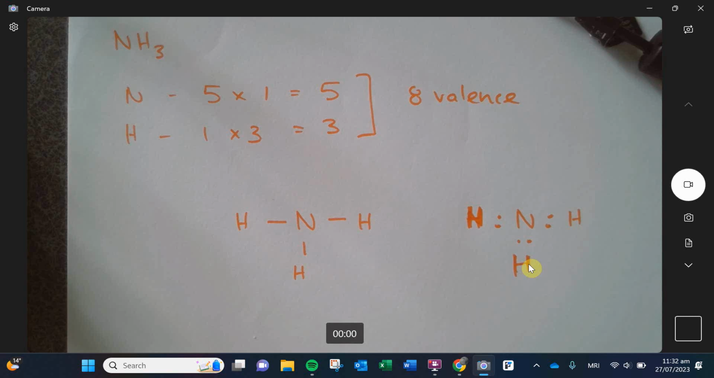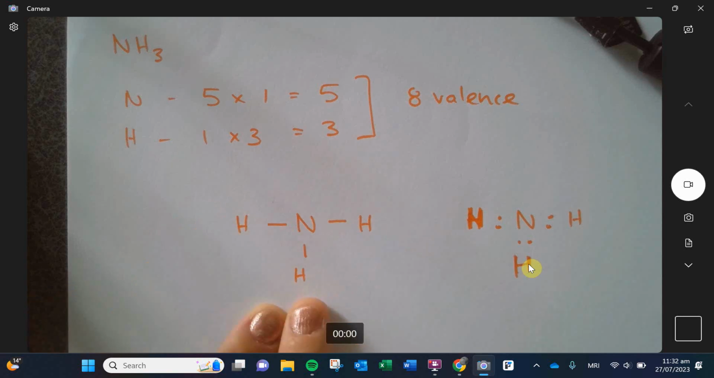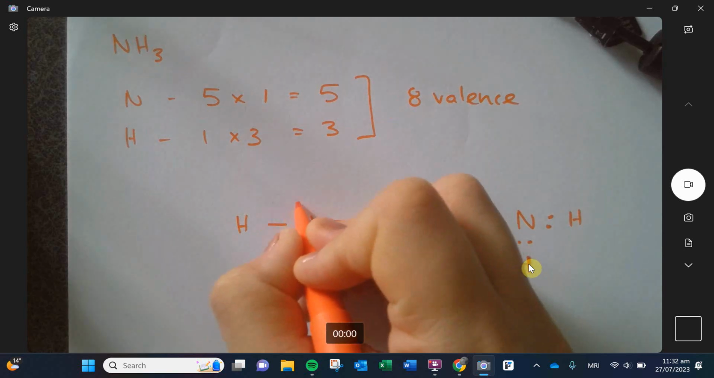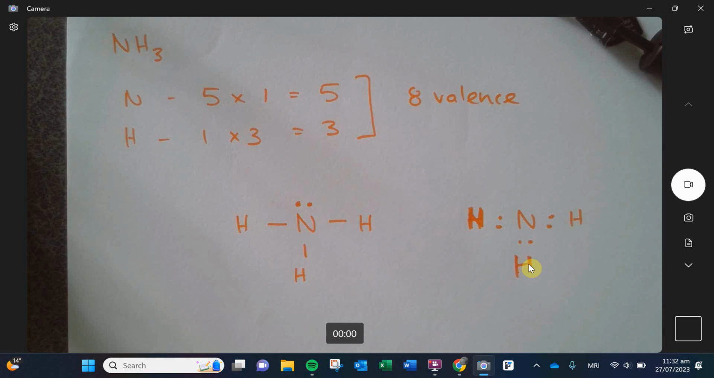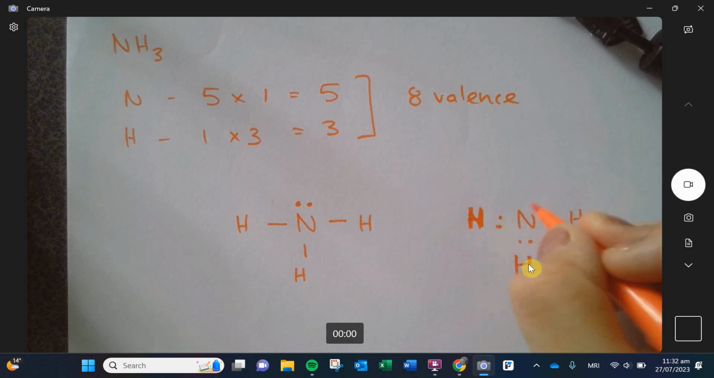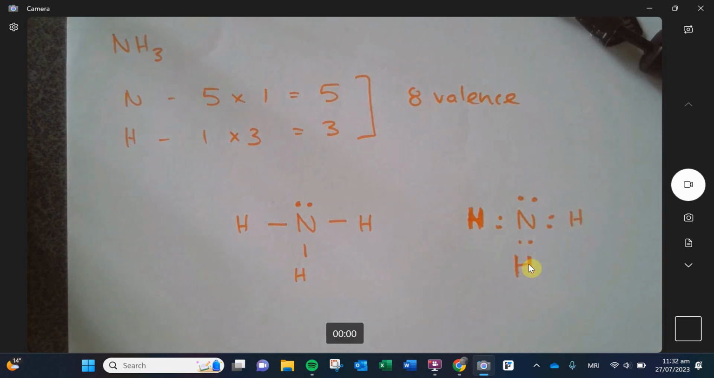When it comes to adding the electrons, we add them from the outside going inwards. The hydrogens are all fine because they only need 2 electrons to be stable, which they do have already. So what that tells me is that the last 2 electrons will go onto nitrogen. So that's what we have for that model there.